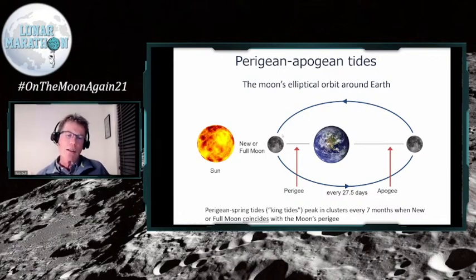When we have the sun, in a new and full moon, at the same time as the perigee, where the moon is closest to the Earth in its orbit, we have what we call king tides or perigean spring tides. Some of you will be familiar with the phrase king tides, and they are big tides that cluster every 7 months. Then they wane and then they build up again in 7 months' time. That's when everything is pulling together. We call them king tides or perigean spring tides.